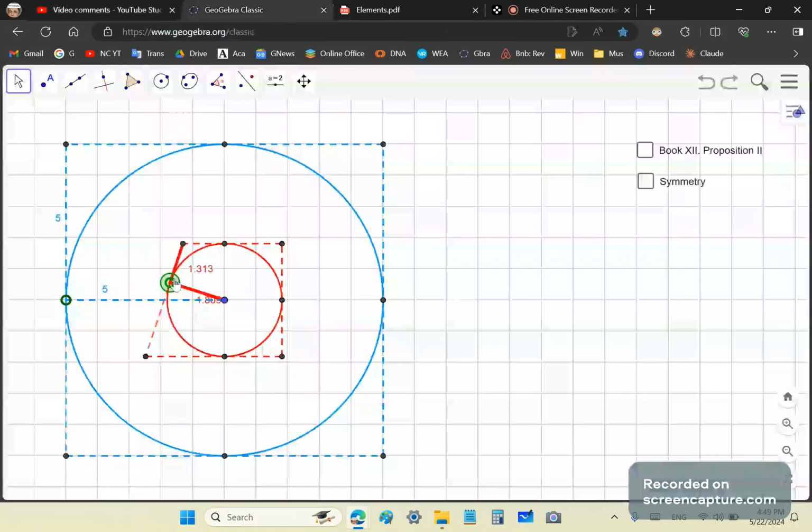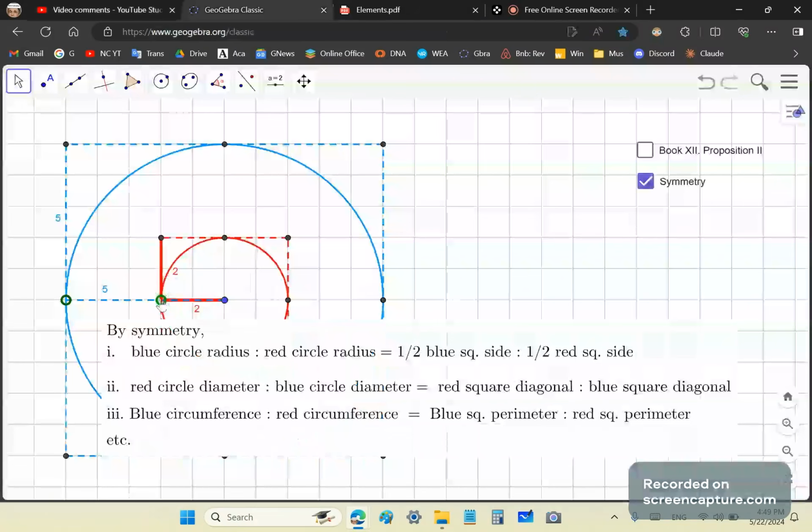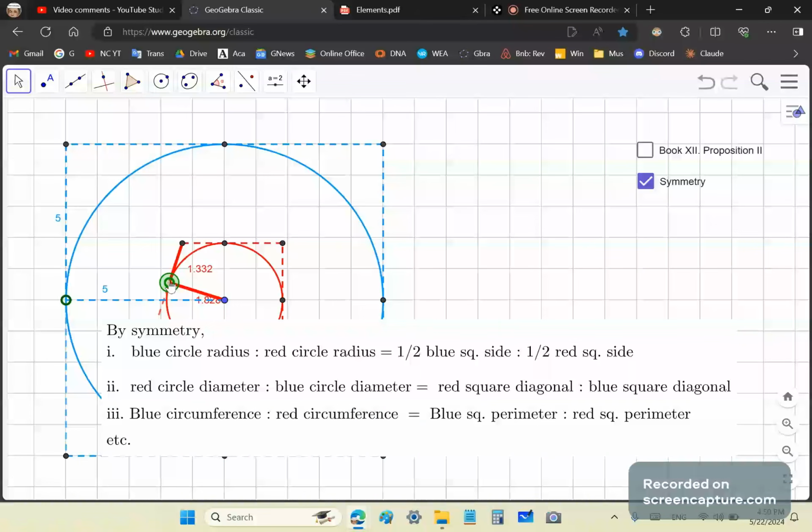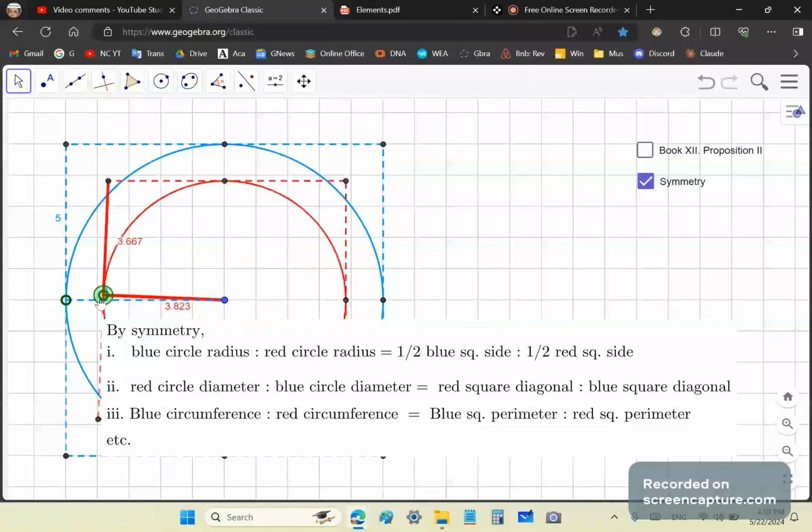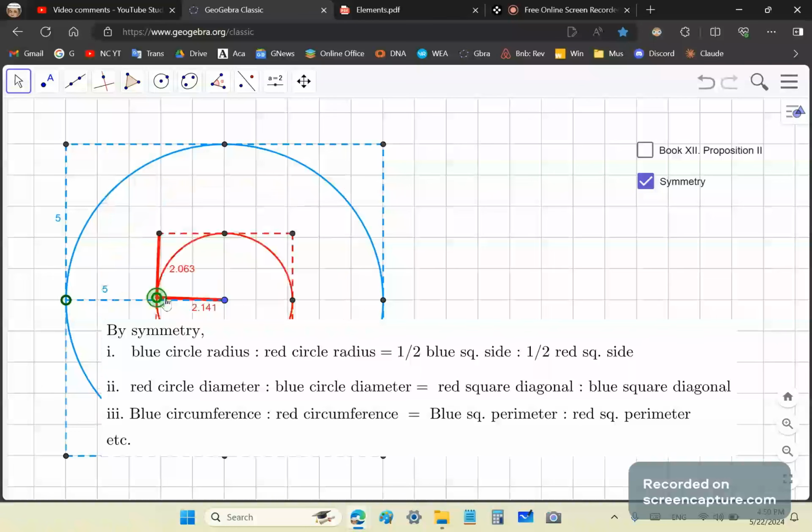I mean, remember, it doesn't really matter how you move those around. All these things here are going to be true, okay? All these symmetries, because the circle and the square have proportional symmetry.